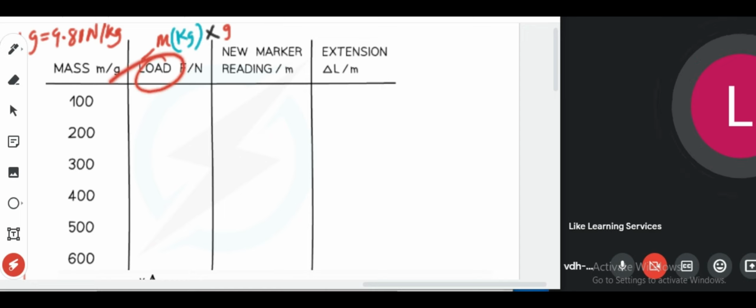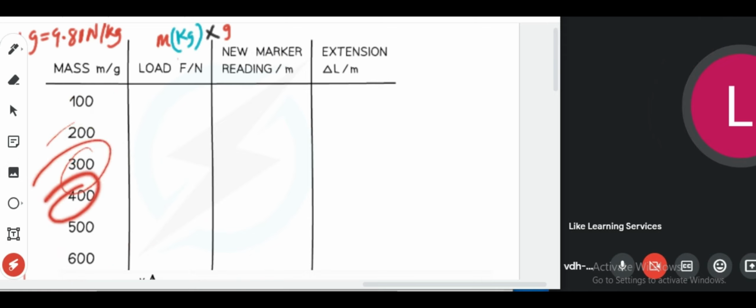So the force or load is mass times g, the mass in kilograms times g for each of them. And then of course the new marker reading after the masses are added. When a 100 gram mass is added, we record the new marker reading. When a 200 gram mass is added, we record the new marker reading, and so on, until we obtain at least 6 readings: 1, 2, 3, 4, 5, 6 readings.